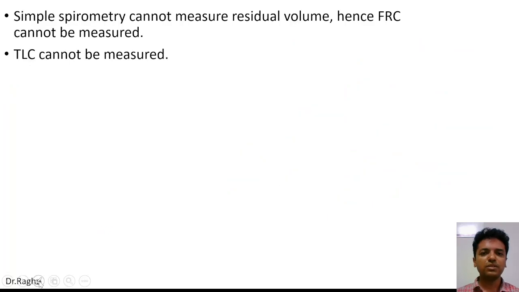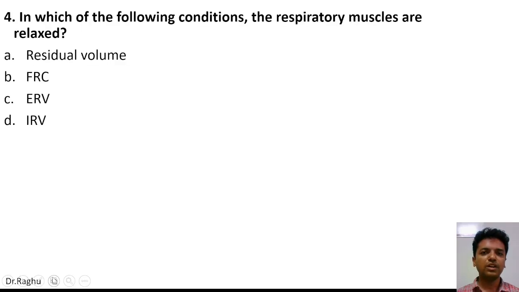So simple spirometry cannot measure these three, and that's why TLC also cannot be measured. In which of the following conditions the respiratory muscles are relaxed? This is a very tricky question. Many of you would not have studied this part in your first year MBBS, and even final year MBBS is asking in which of the following conditions the respiratory muscles are relaxed.